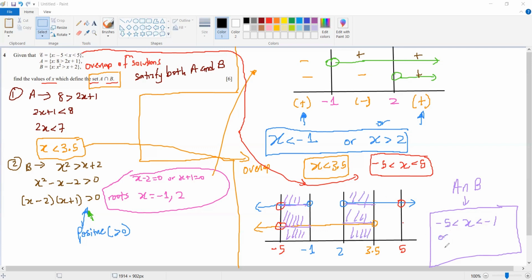So x is between 2 and 3.5. So these are the 2 answers. They are in intervals.